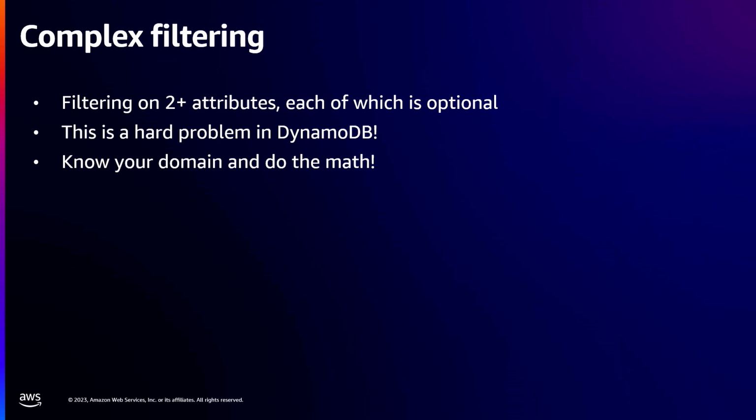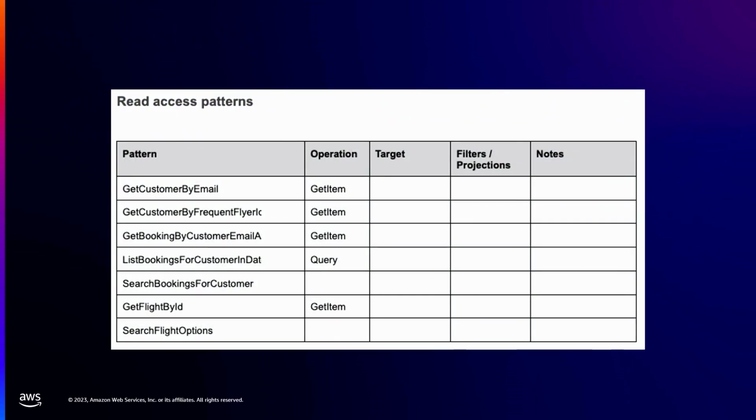We've been building this muscle. I hope we can use it here. So let's know our domain and do the math. Let's walk through a few different categories of complex filtering within our application, see how to handle these. Right, so we have some read access patterns, and let's say we want to do search bookings for customer.